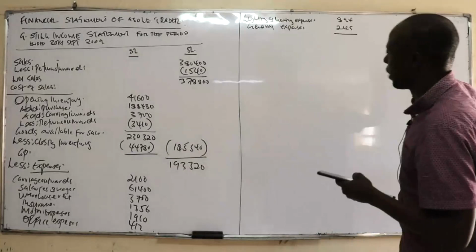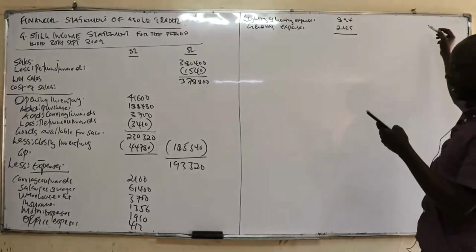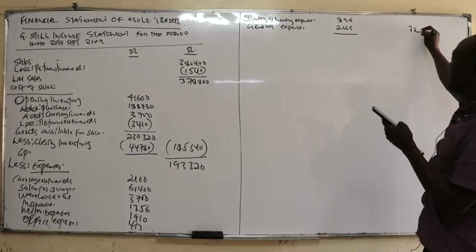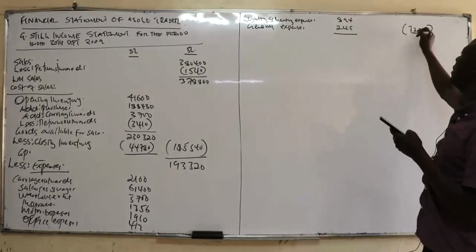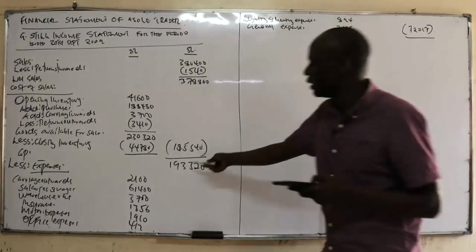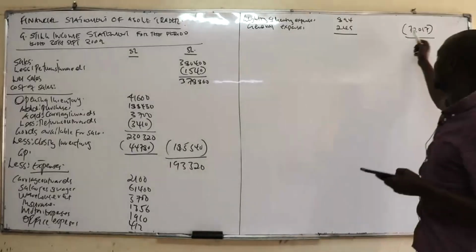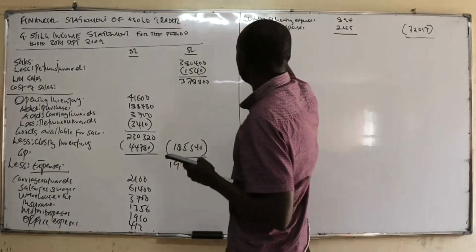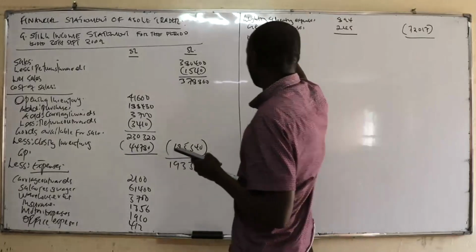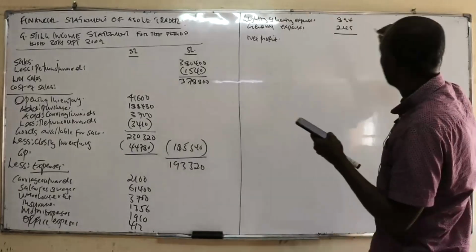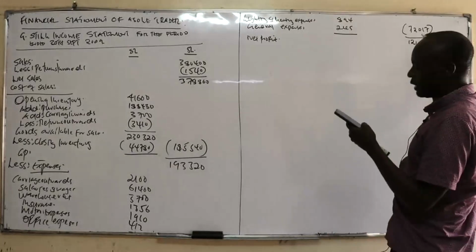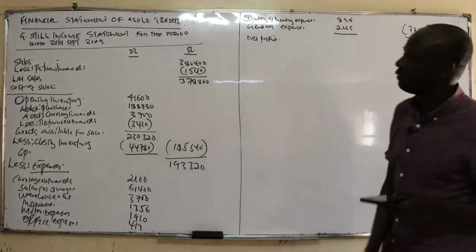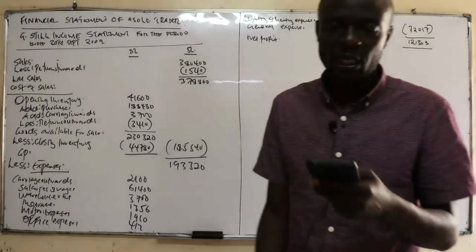Then you write them to the extreme right, which is 72,017. So you take the gross profit, you deduct the total expenses. If the gross profit is more than the expenses, what you get is called net profit. So net profit is where the gross profit is more than the total expenses. If the opposite is true, then it's a loss. So that is how we prepare the income statement.